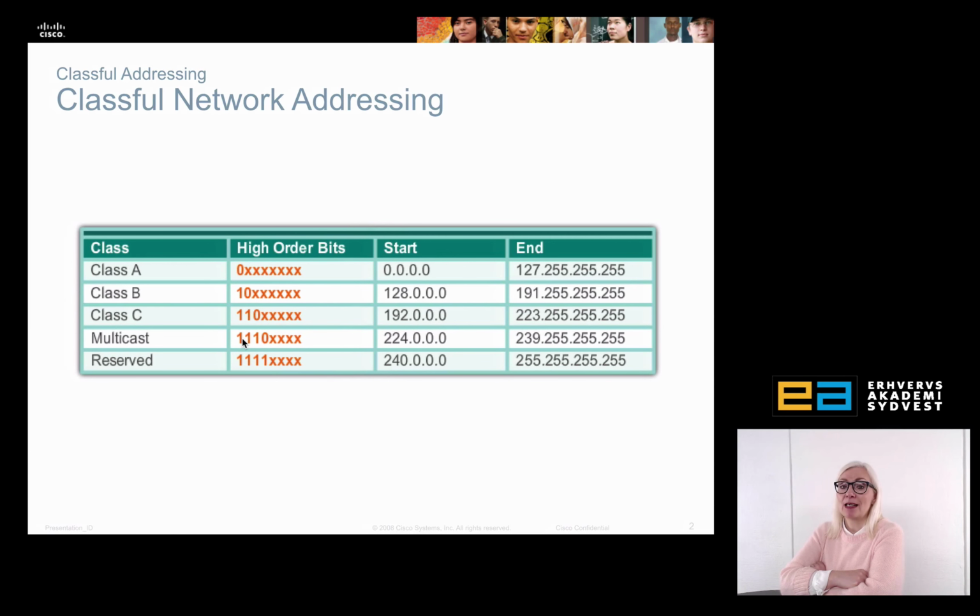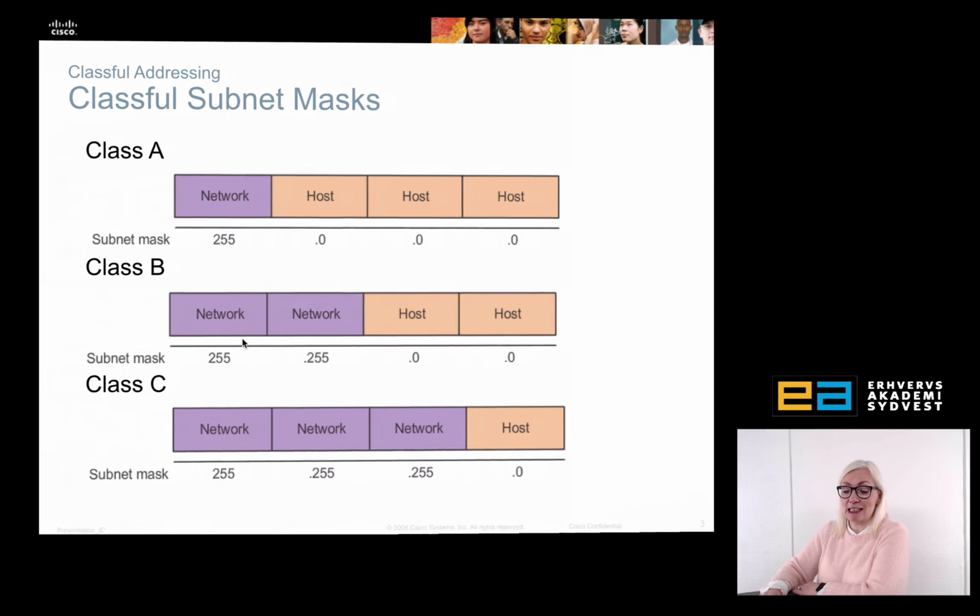Class C is where it starts with 192 up to 223 in the first byte, and multicast addresses go from 224 to 239, and the reserved ones from 240 to 255. Of course, these are all IP version 4 addresses that we are talking about with the different classes.